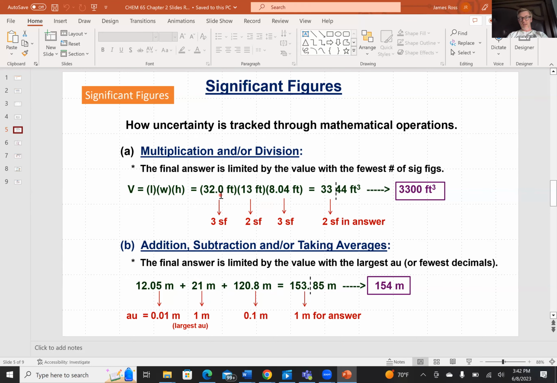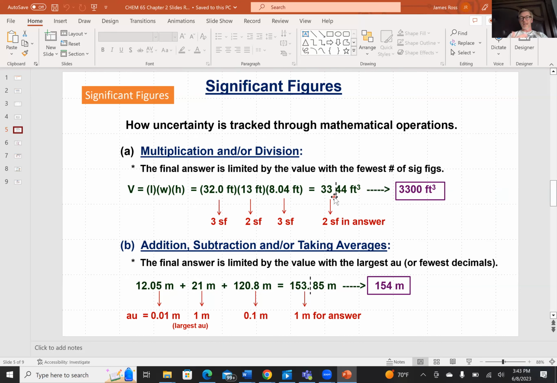And let's say we've measured the length to be 32.0 feet, which is 3 significant figures. We've measured the width to be 13 feet, which is 2 significant figures. We've measured the height to be 8.04 feet, which is 3 significant figures. We see that the least number of significant figures is 2 significant figures. Therefore, when we take the product of all of these measurements, we have to record 2 significant figures eventually.